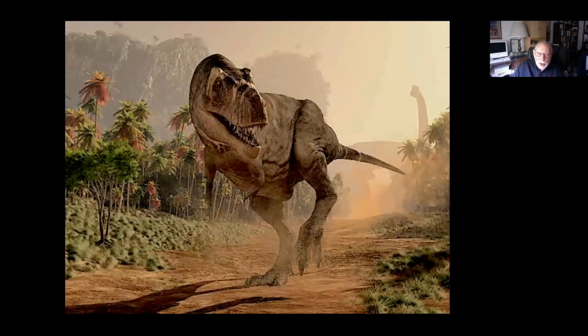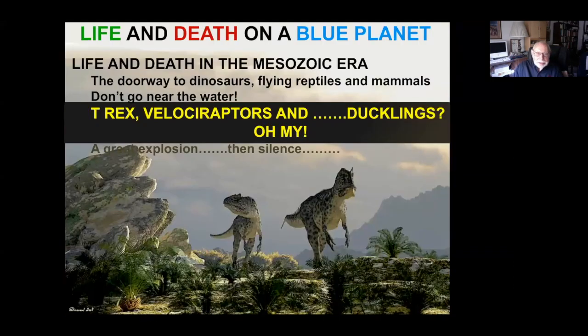So if you were on a Cretaceous shoreline and you heard the thundering footprints of an approaching Tyrannosaurus, would you go in the water to escape, or would you climb a tree? Well, I don't know about you, but I think I'd climb a tree. Which takes us to our next topic, T-Rex, velociraptors, and ducklings. Oh my.